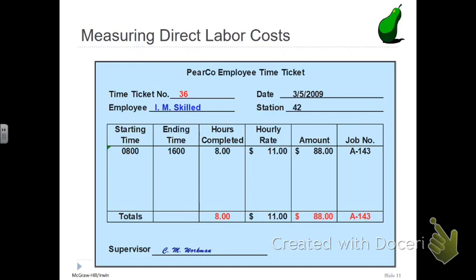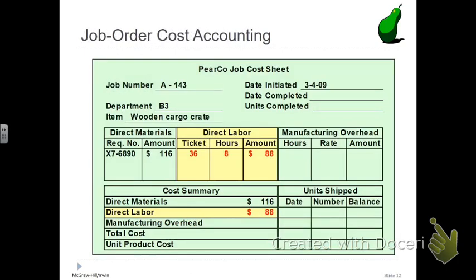He's marked down that he's done this on job A143, and so that's all going to show up here. Once again, number of hours, 8 hours, $11 an hour. It's $88, so that's my direct labor. Now I've got to decide how much overhead I'm going to apply.